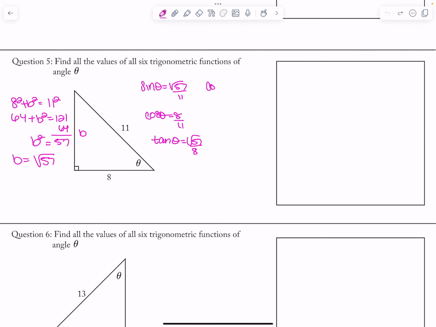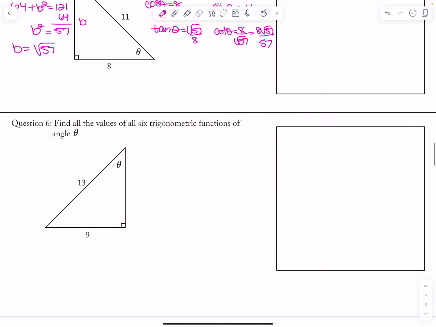Cotangent, nope, just kidding. Cosecant of theta is 11 over root 57, which is 11 root 57 over 57. Secant of theta is equal to 11 over 8, and cotangent of theta is 8 over root 57, which is equal to 8 root 57 over 57.